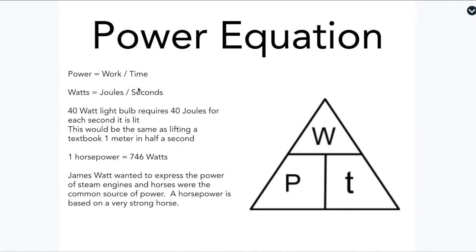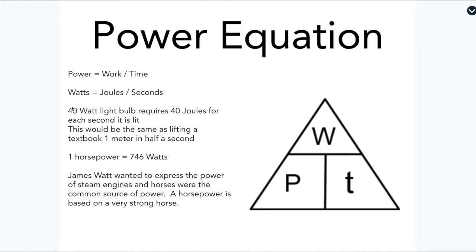This is once again going to be one of those units that you need to make sure that you simplify. If you answer a power equation with the unit of joules per second, that will be incorrect. You need to simplify that to watts. So what exactly does watts mean? What does it mean for something to have that much power?